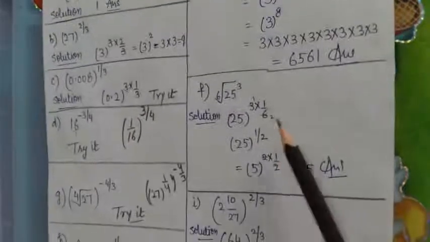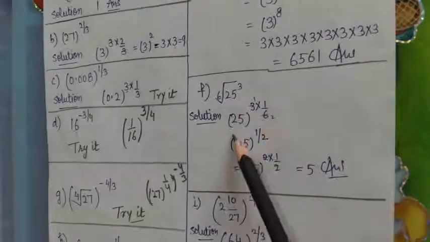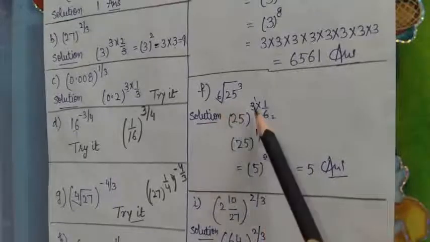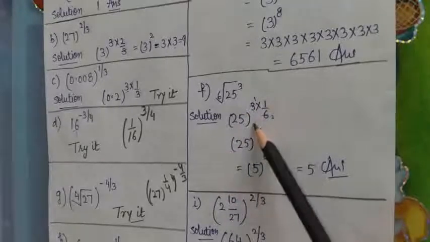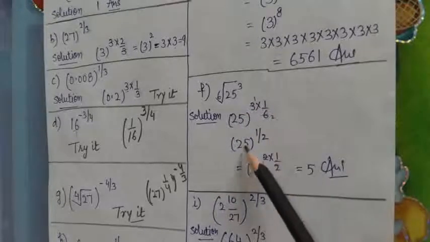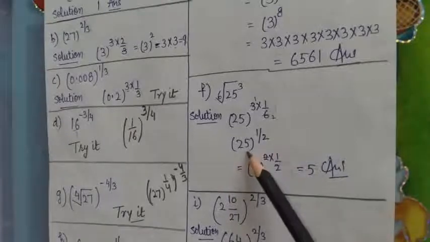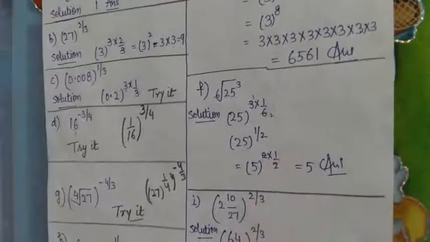Next, F part, sixth root of 25 raised to power 3. So your first step is 25. It will become 1/6 and cube. If there is any cutting, then cut it. I have cut. Now 25 raised to power 1/2. Now make the perfect square. It's 5 squared into 1/2. Now cut it. 5 is your answer.